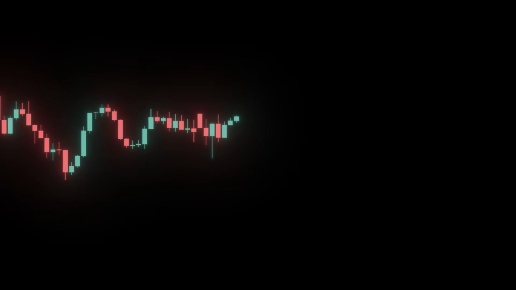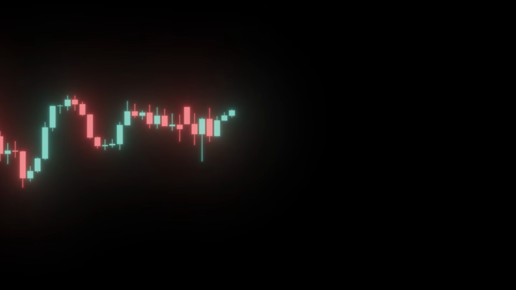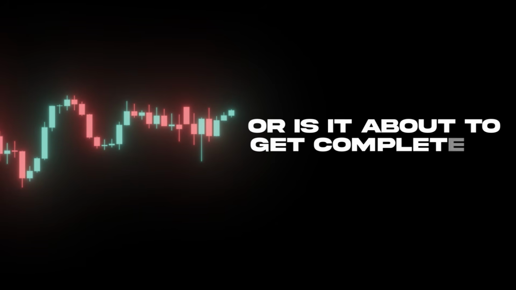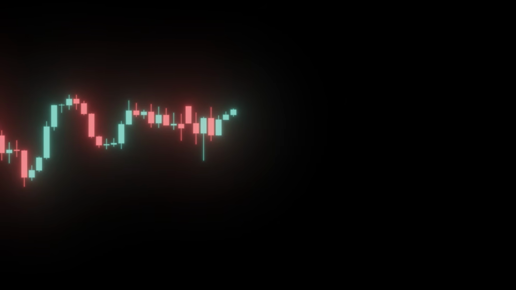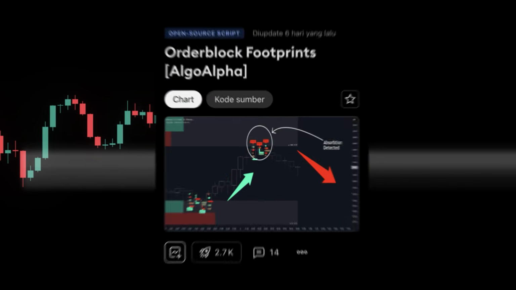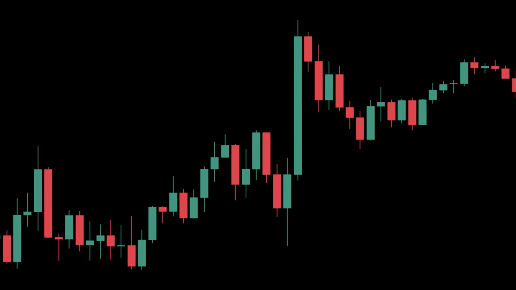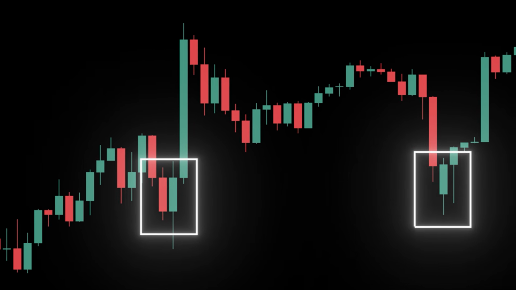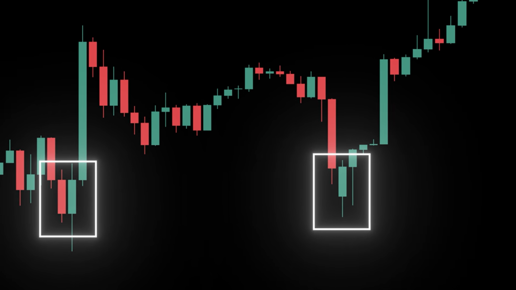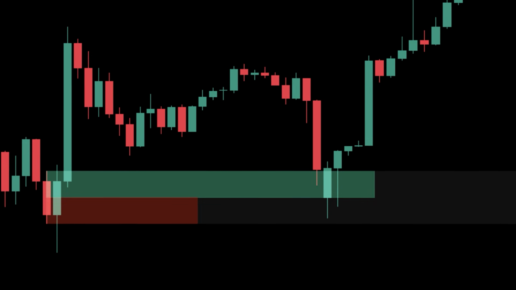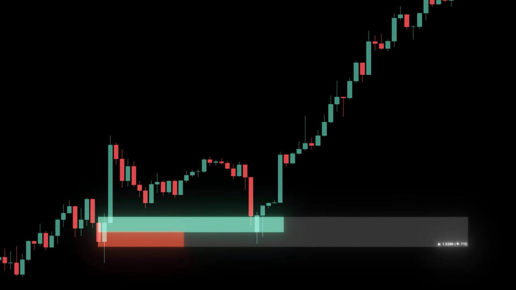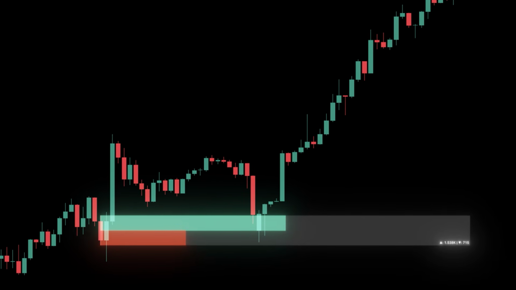You know how you mark up an order block, price comes back into it, and you're just staring at the candles like, okay, is this being respected or is it about to get completely dumped on? That's exactly the problem this indicator is designed to solve. The order block footprints algo alpha doesn't just draw boxes and hope price reacts. It first identifies which moves actually matter, and then, when price returns to those areas, it shows what's really trading inside the zone using footprint-style delta and absorption signals.